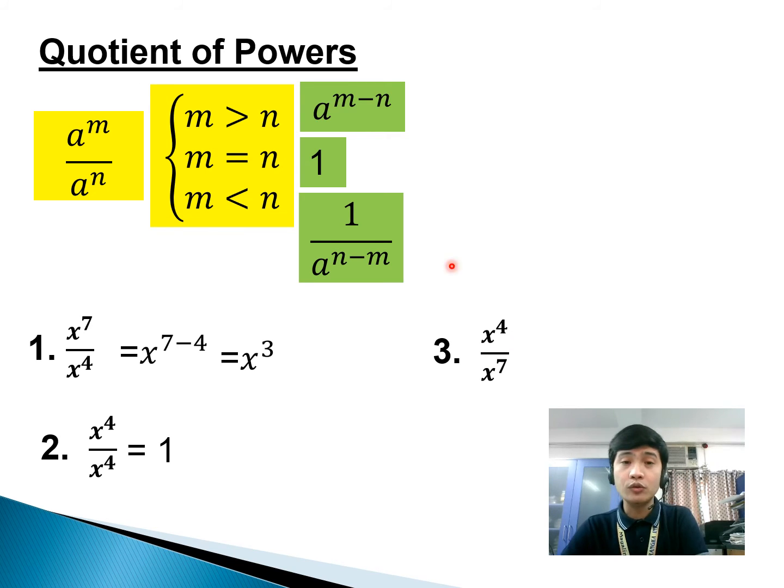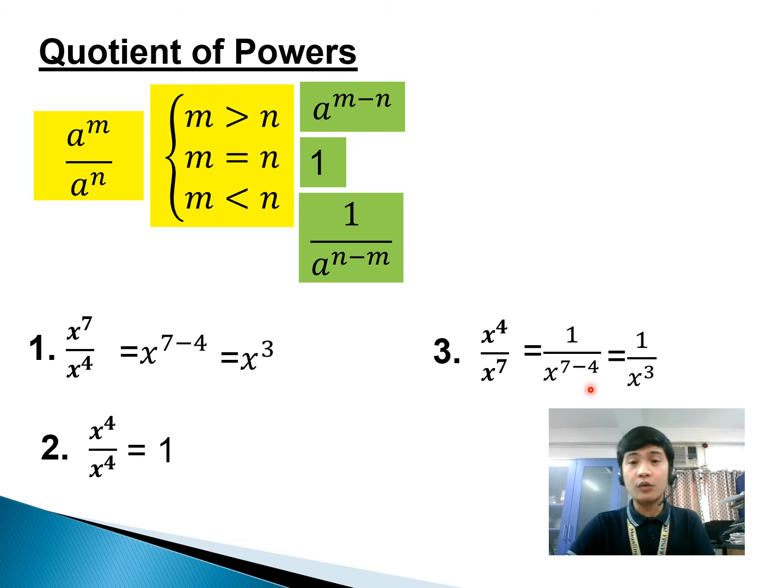So, how are we going to do that? Applying this one, you will have 1 over x raised to 7 minus 4. That is equal now to 1 over x raised to the third power. So, yan po yung ating second rule of exponent.